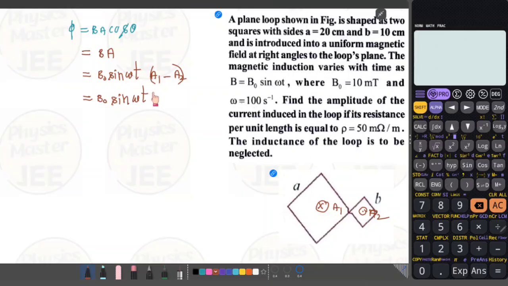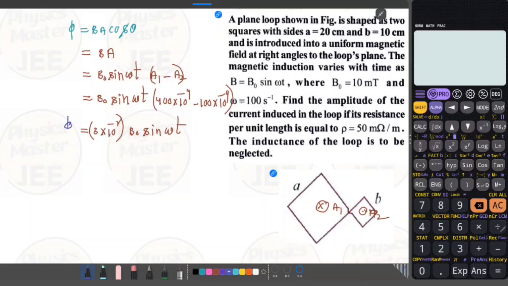So 400 into 10 power minus 4 minus 100 into 10 power minus 4. Right, so this is what the area is. That will be equal to 300, so 3 into 10 power minus 2, into B naught into sine omega t. So that is what the flux is.